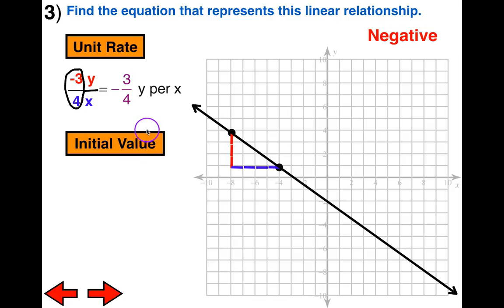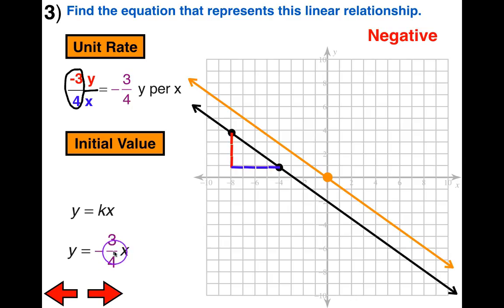And that's it. So now we're going to try to find the initial value. And in order to do that, what I want you to think of is this line. It could have easily been a proportional relationship, but why is it not? Because it doesn't run through the origin. So what if we made it run through the origin like this? Let's think in terms of this orange line. This orange line is a proportional relationship, so it does follow the form y equals kx. And I know the unit rate is -3/4, so it should be y equals -3/4 x.